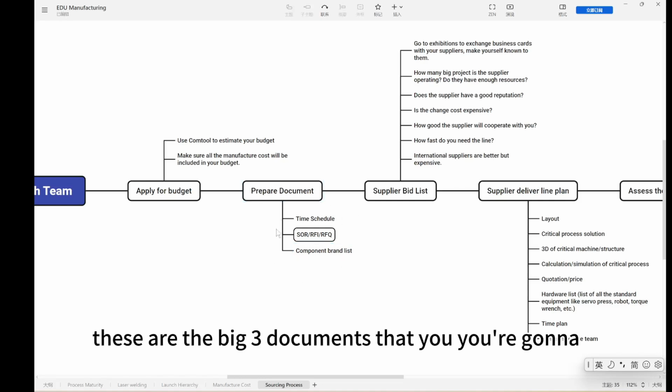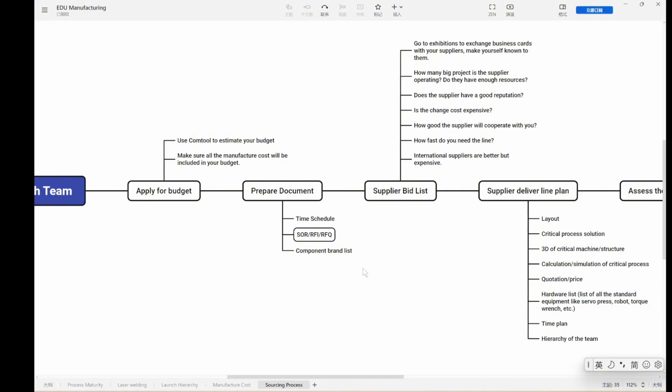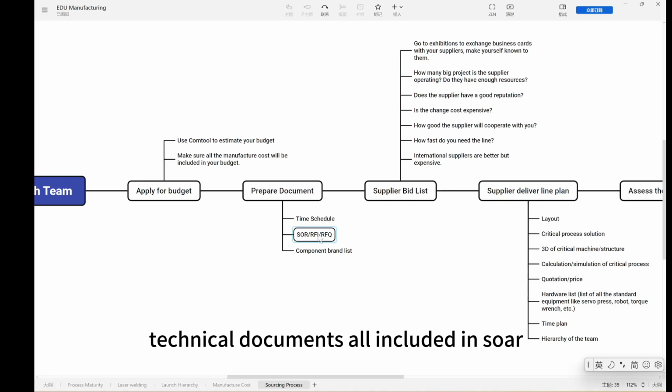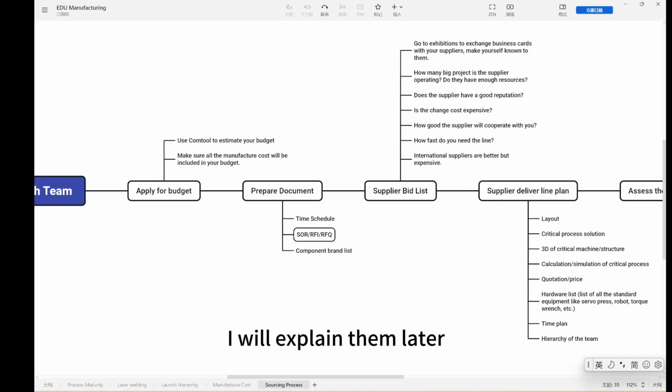These are the big three documents that you're going to consider. Of course, there are a lot of other technical documents, all included in the SOR. I will explain them later.